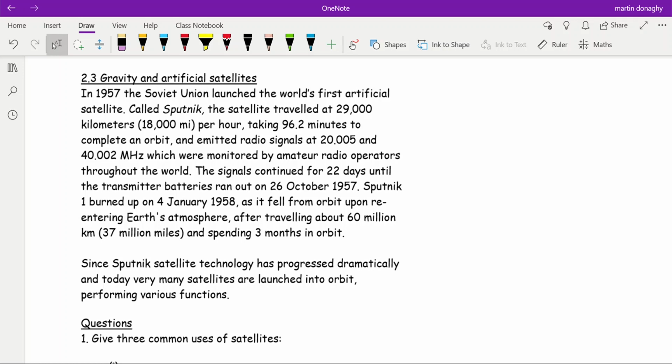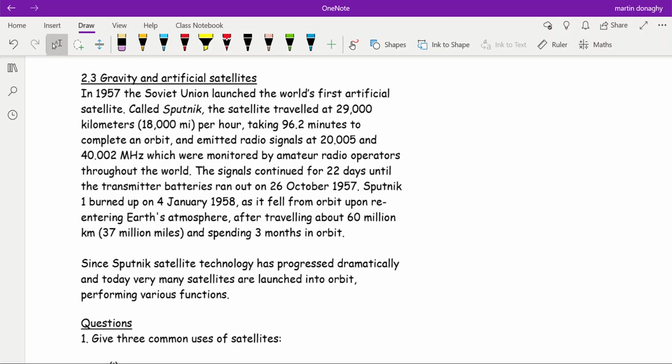Newton's theory of gravity explained why the moon orbits around the Earth, and why the moons of other planets orbit around them, and why the planets orbit around the sun. But we knew from those equations that if we were able to put something man-made into space and make it move fast enough, we could get it to orbit the Earth.